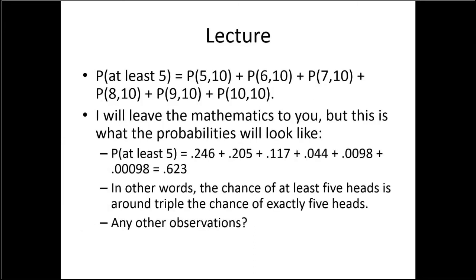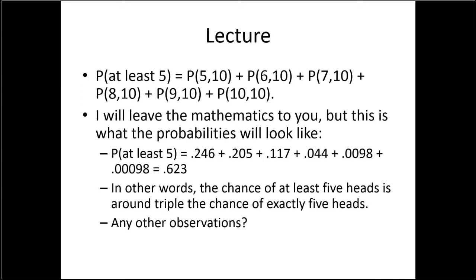So what is this going to look like? The probability of at least 5 heads is the probability of 5 heads, as you can see there, expressed mathematically. I'm going to leave the actual equations to you, which I highly recommend you do on your own, because it's very instructive and a good learning experience to actually play with these equations. But the probability of exactly 5 we said was 0.246. The probability of exactly 6, 0.205, and on down.